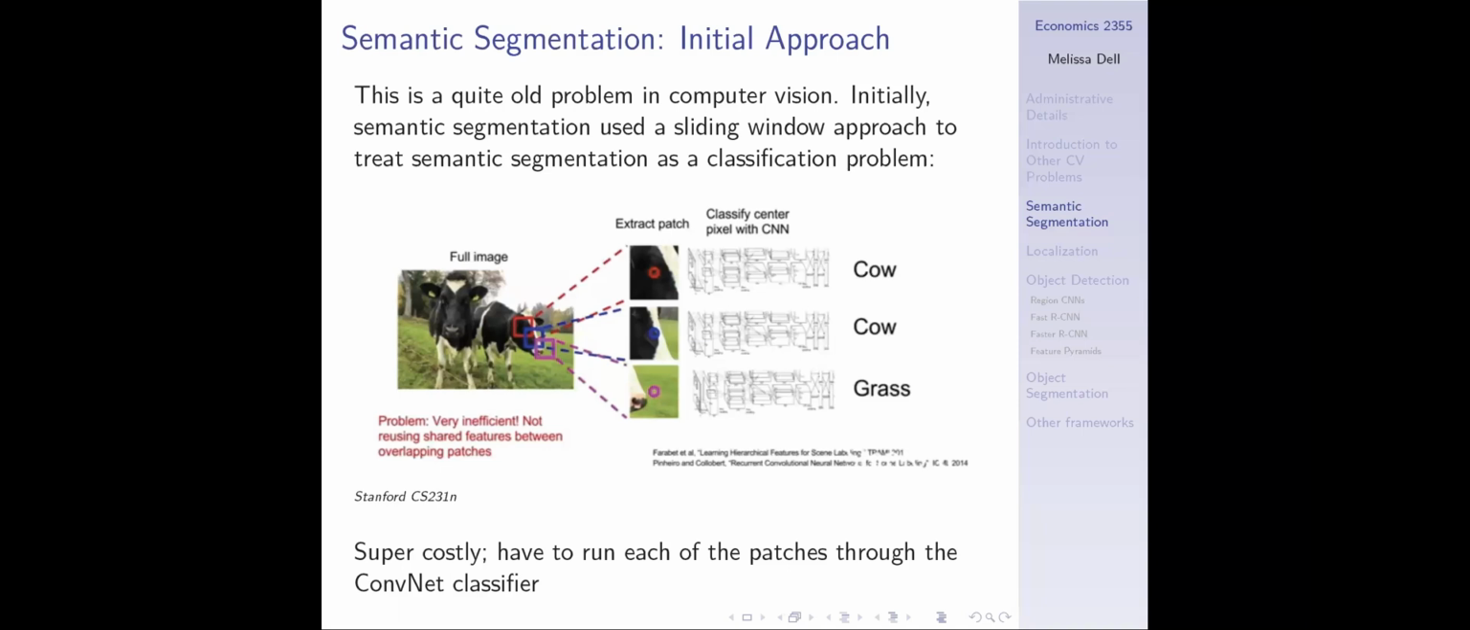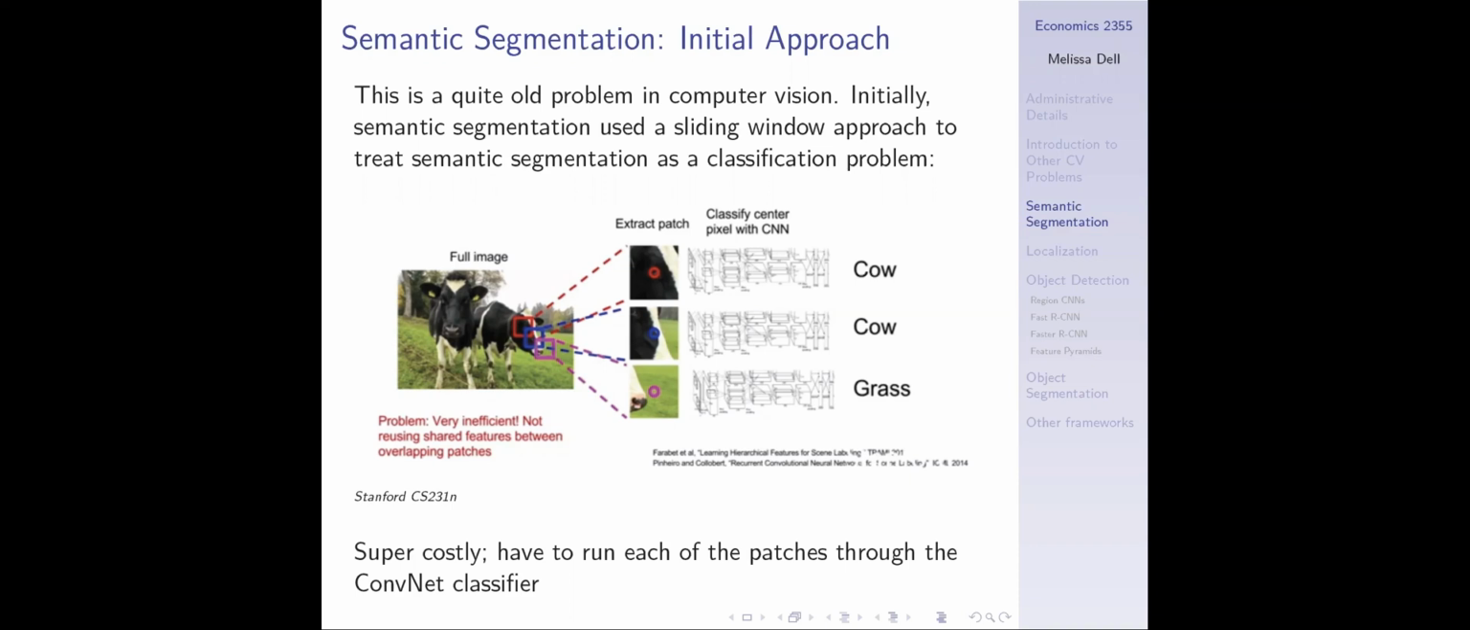And like everything that we generally talk about with images, this is a heavily supervised problem, right? You know the ground truth. You have labeled data of these masks, and you're trying to train a model on that. And so this is actually a really problematic approach once we have deep learning, because it is super costly. You're having to run every single patch that you've cropped here independently through your ConvNet classifier. And that's very costly. You're passing each of these crops through this deep neural network.